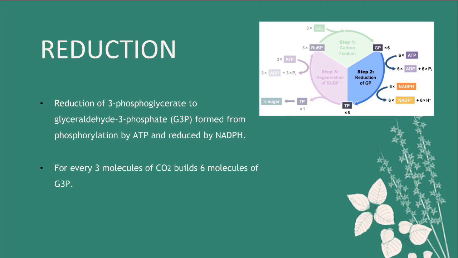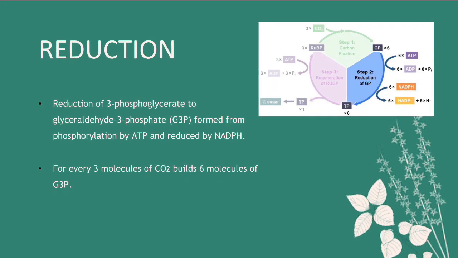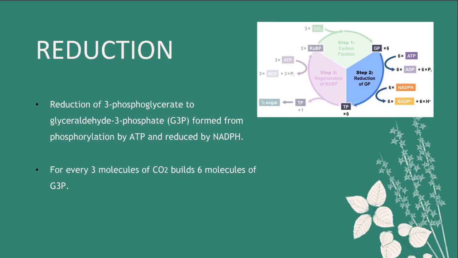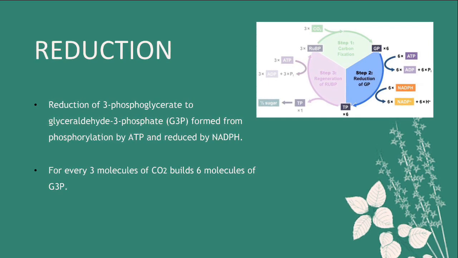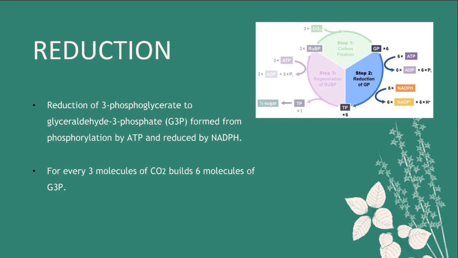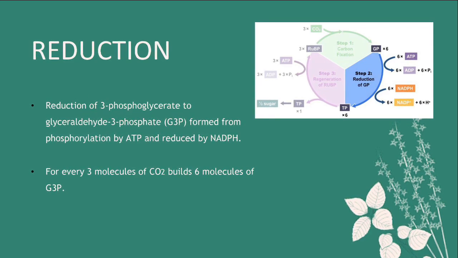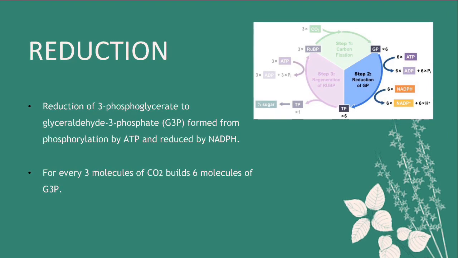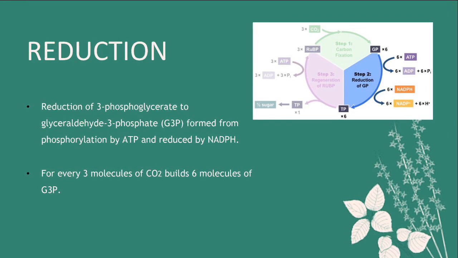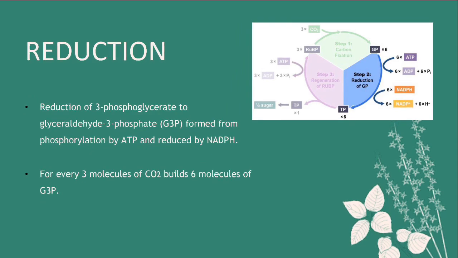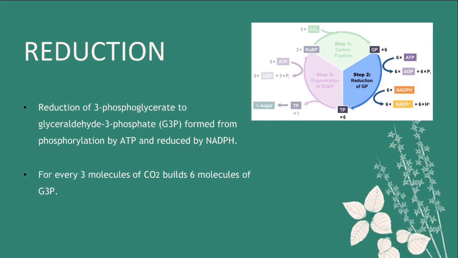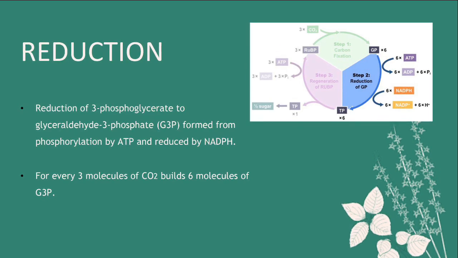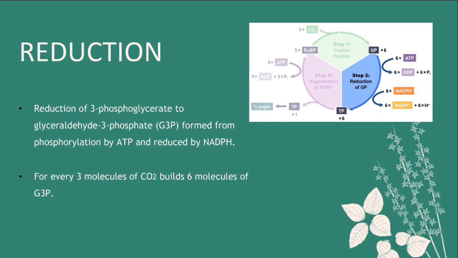ATP and NADPH use their stored energy to convert the 3-carbon compound, 3-PGA, into another 3-carbon compound called G3P. This type of reaction is called a reduction reaction because it involves the gain of electrons. A reduction is the gain of an electron by an atom or molecule. The molecules of ADP and NADP+, resulting from the reduction reaction, return to the light-dependent reaction to be re-energized.